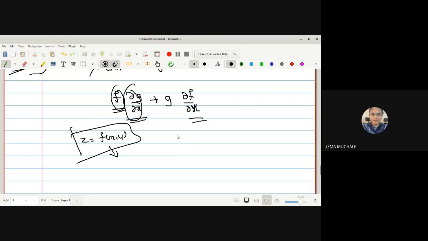Okay, let me give you a very easy one. x square plus y square plus z square is equal to 1. Now how are you going to find out the partial derivative?